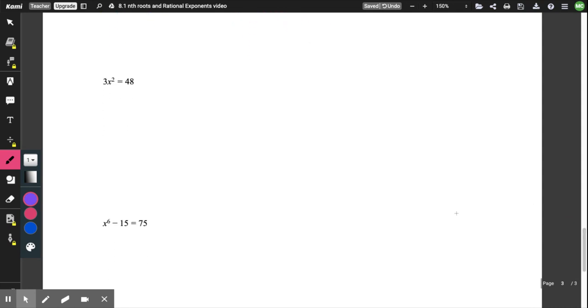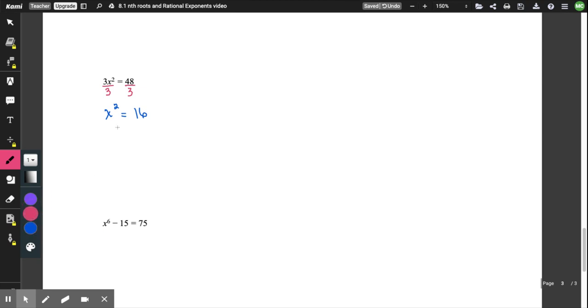For my next example, I've got 3x squared equals 48. My variable with its power is not alone yet. There is a coefficient there with it. So the first thing I want to do is get rid of that coefficient. Now 3x squared means 3 times x squared. So to undo that multiplication, I would have to divide by 3. So that would give me on the left just x squared. And on the right, 48 divided by 3 is 16.